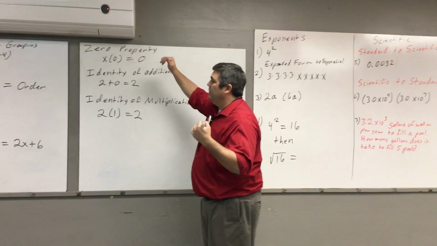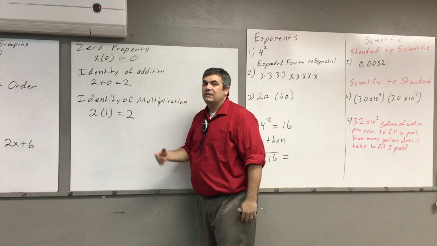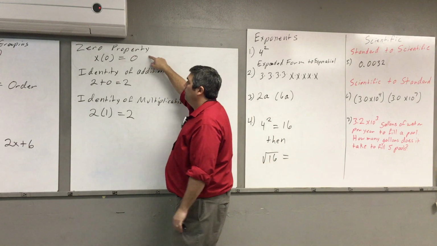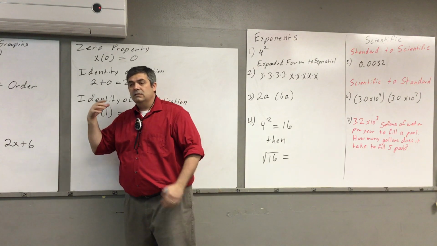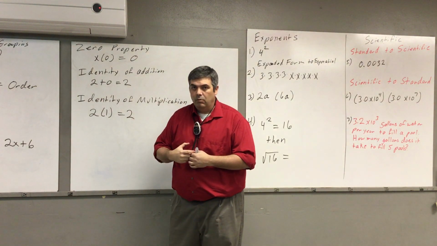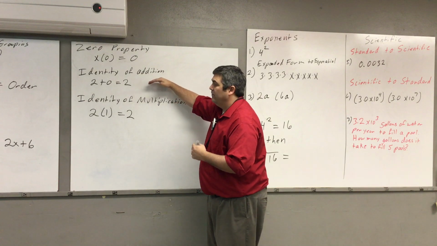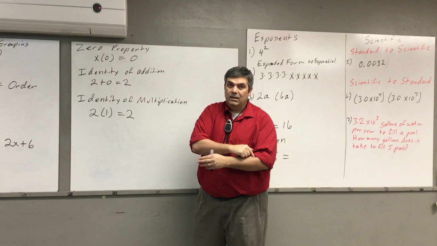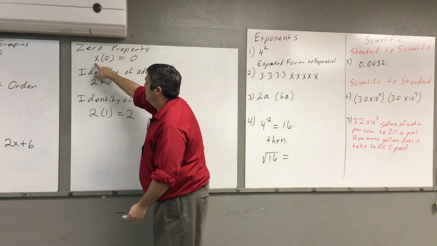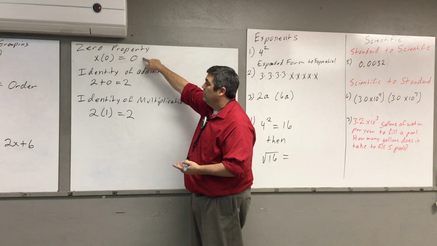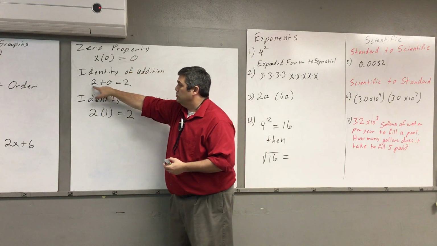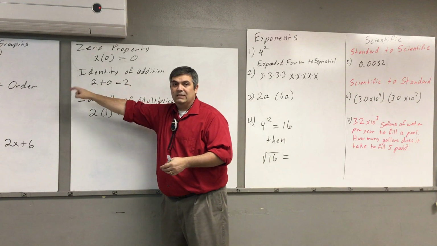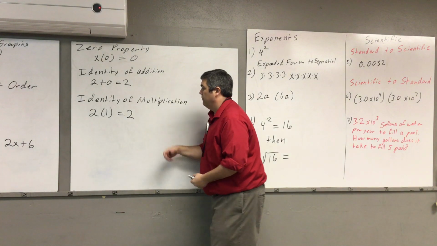All right, then we have the zero property. People like to get these two mixed up, the zero property and the identity of addition. Zero property is when you multiply a number times 0, you always get back 0. Okay? Identity property of addition is when you add a number to 0, you get that number back again. So zero property, multiplied times 0, you get 0. Identity property of addition, 2 + 0 gets me 2. Identity property, I like to say that you get the identity of that number back. Good way for me to remember.